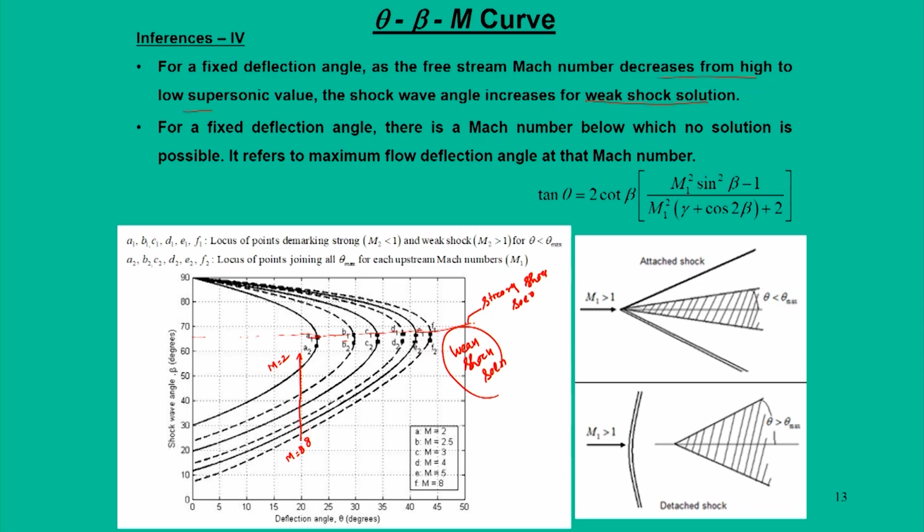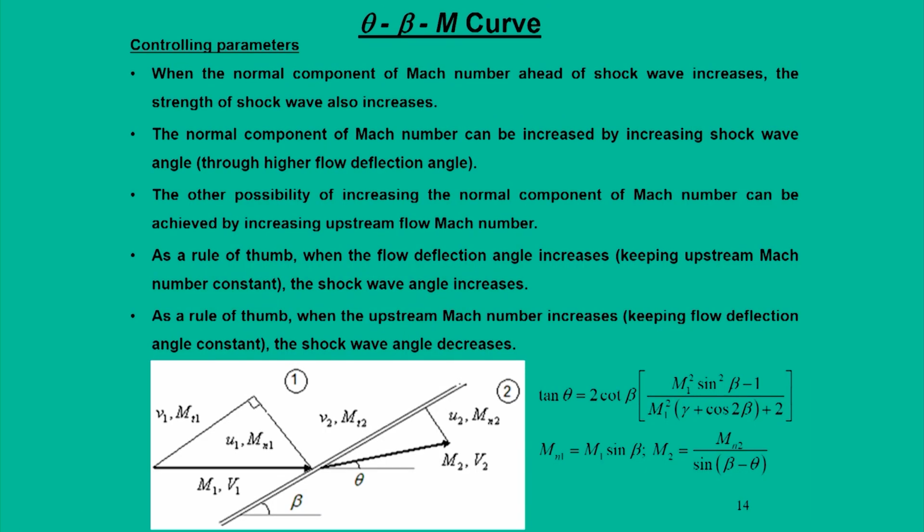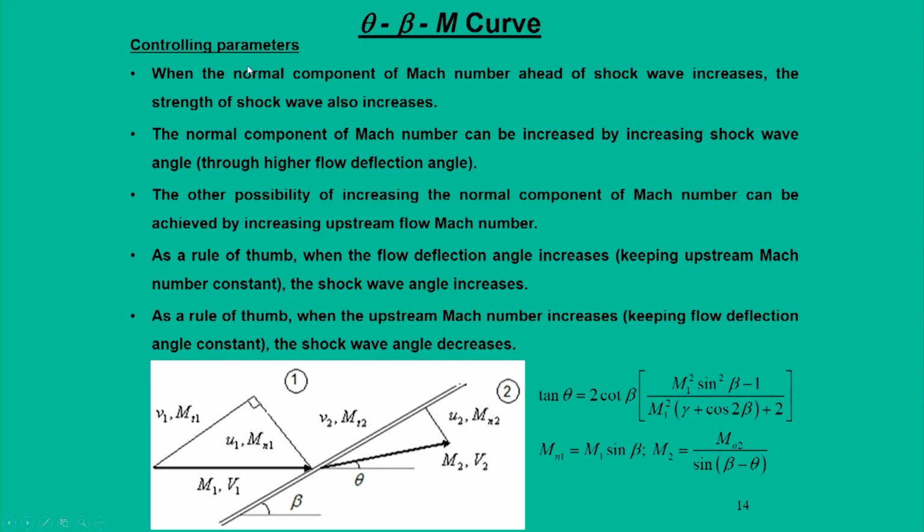So, as you go to higher Mach number, your Mach number drops, but the shock wave angle increases, that means the shock becomes stronger and stronger. So, these are the inferences that we get. After going through all the inferences, we got the catch of how to control an oblique shock. So, we call them controlling parameters.